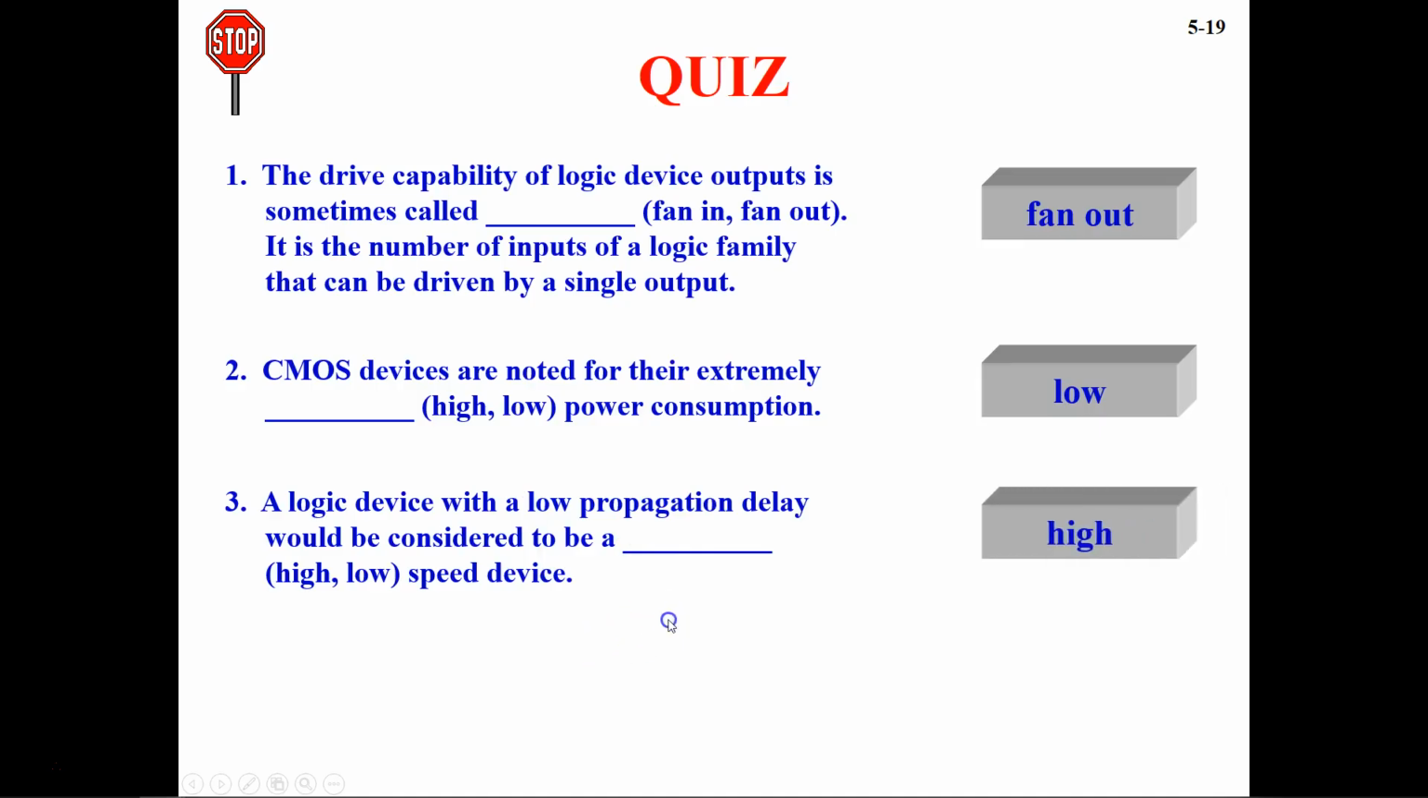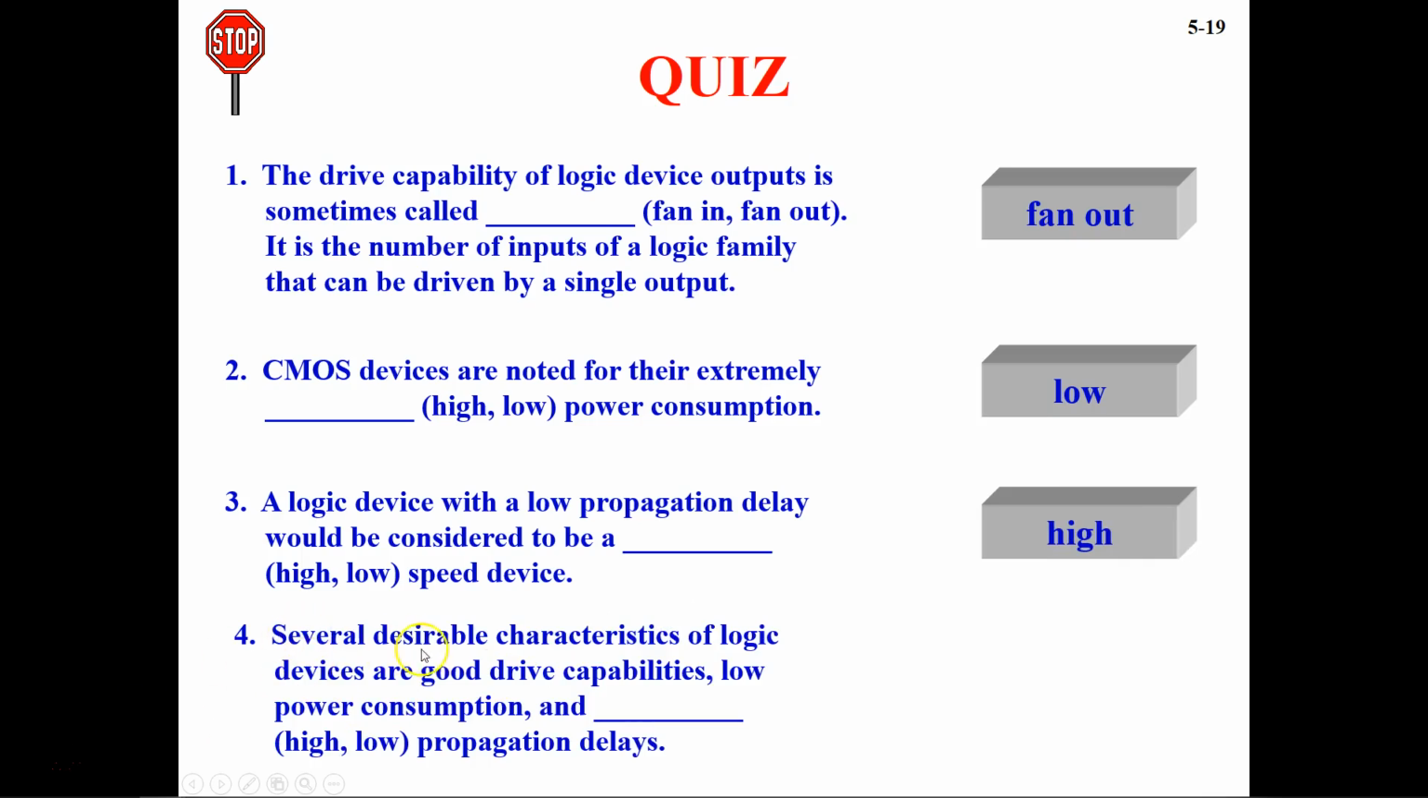So the answer is high. And next: several desirable characteristics of logic devices are good drive capabilities, low power consumption, and high or low propagation delays. So if you note here, it says several desirable characteristics of logic devices. They are good drive capabilities, low power consumption, and here it's going to be low propagation delay, because we want a low propagation delay in order to get the higher speed. So that's our desirable characteristic. So the answer would be low.